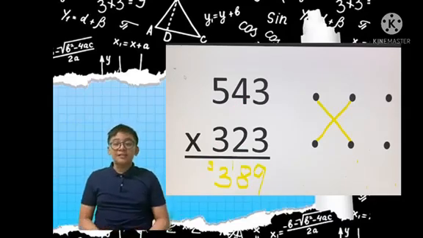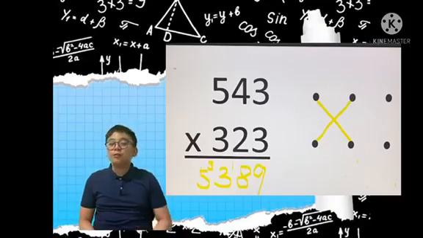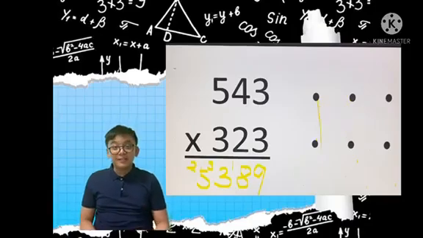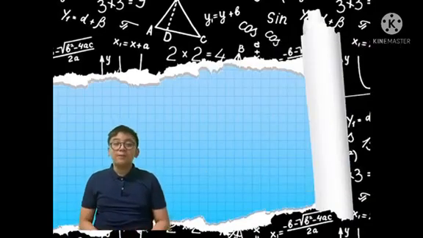For the last part of your answer, for the tens of thousands, we're going to multiply the hundreds by the hundreds. So 5 times 3 is 15. Add 2 equals 17. That's our answer, 175,389. The patterns are really important to get.